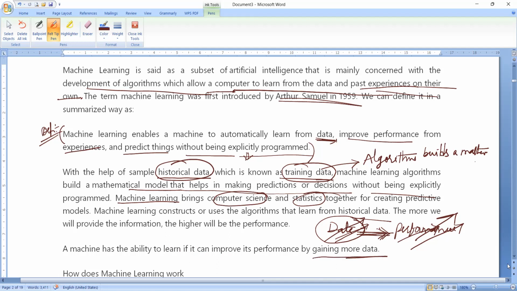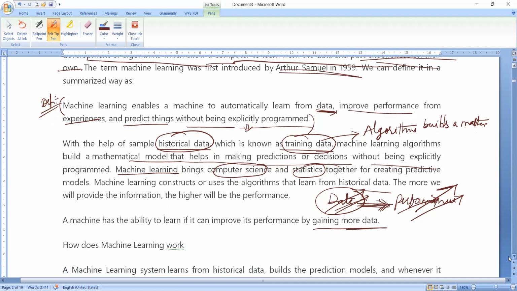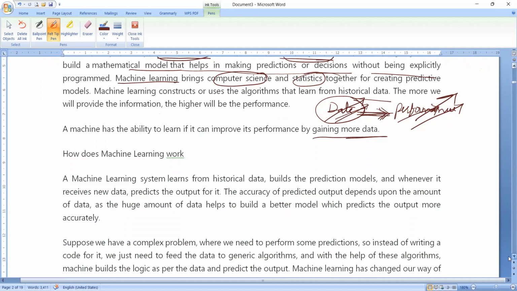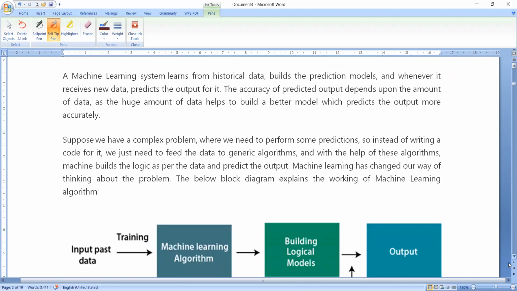So next is how does machine learning work?